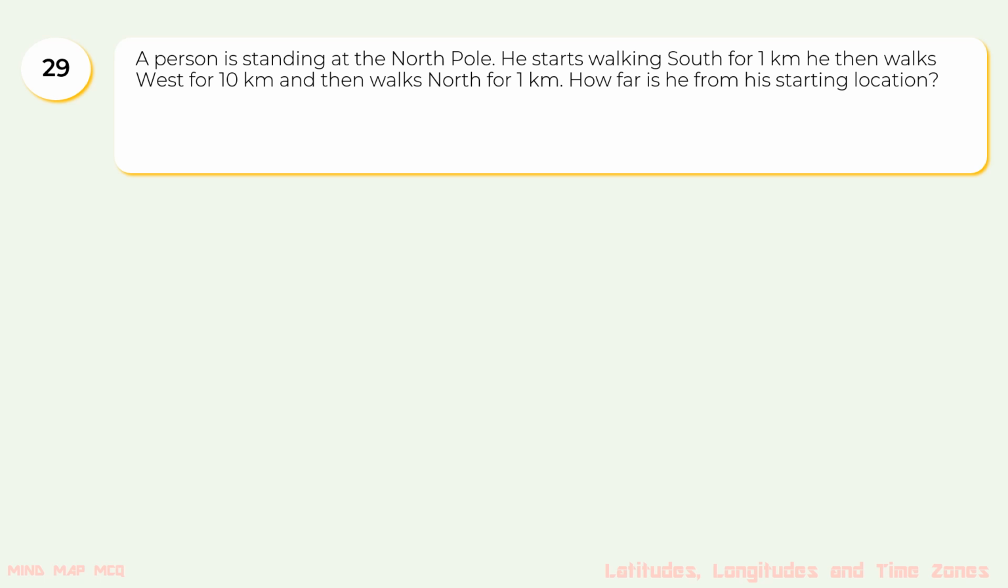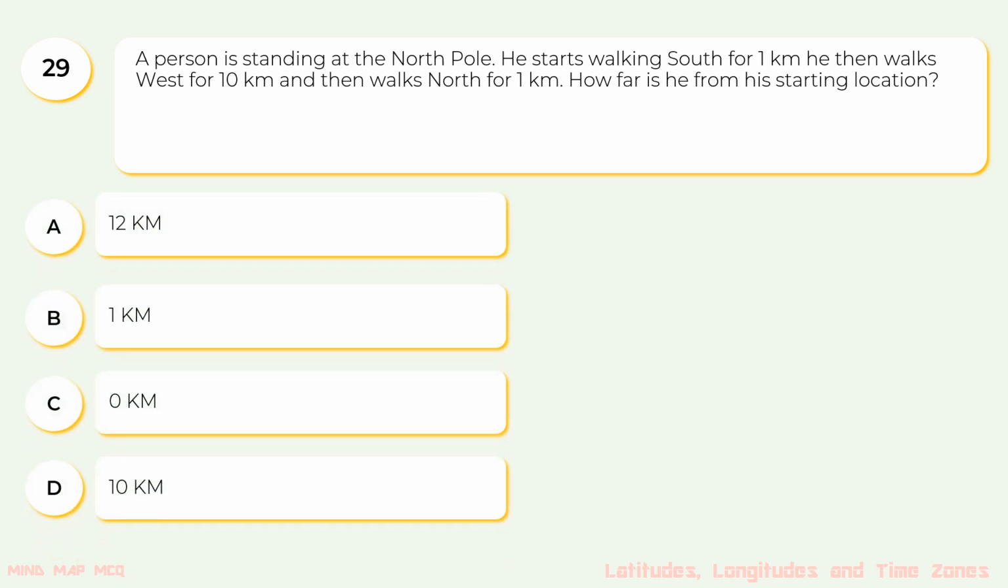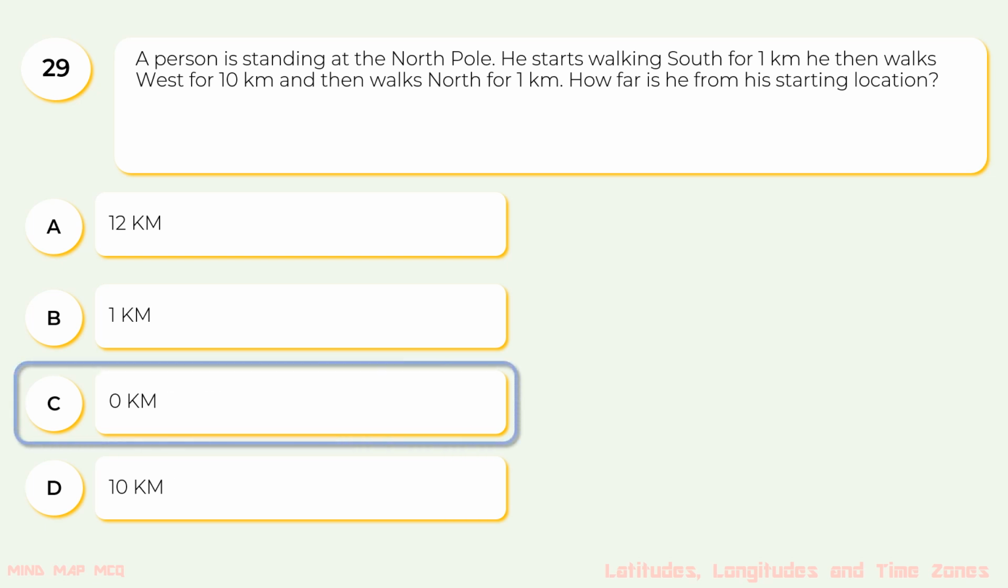29. A person is standing at the North Pole. He starts walking south for 1 kilometer. He then walks west for 10 kilometers and then walks north for 1 kilometer. How far is he from his starting location? The options are A. 12 kilometers, B. 1 kilometer, C. 0 kilometers, or D. 10 kilometers. The correct option is C. 0 kilometers.